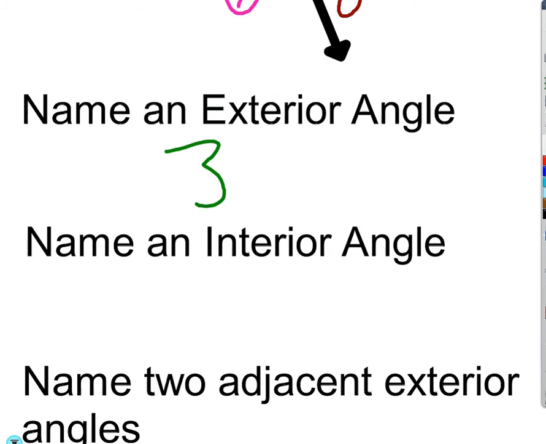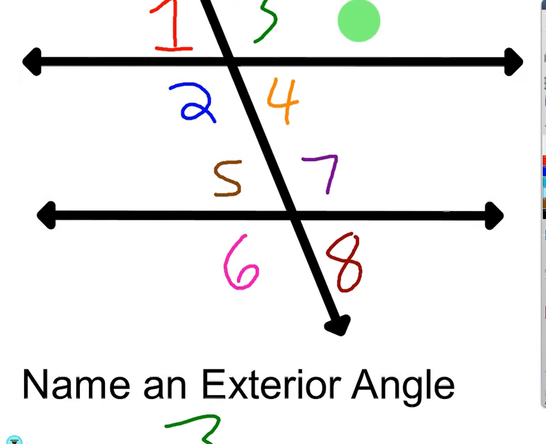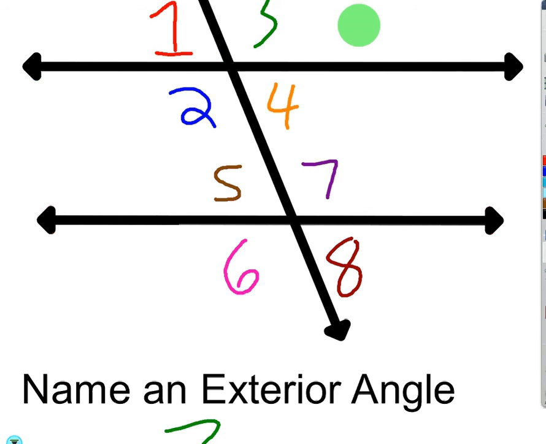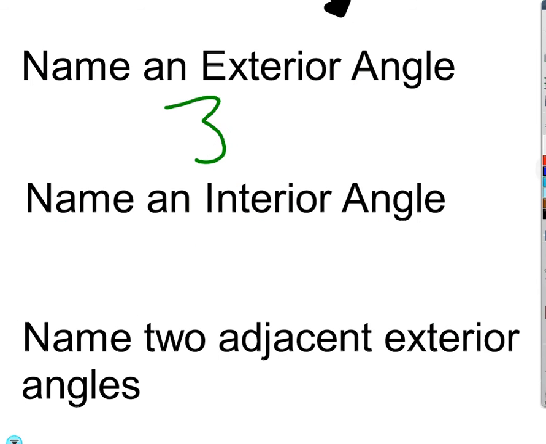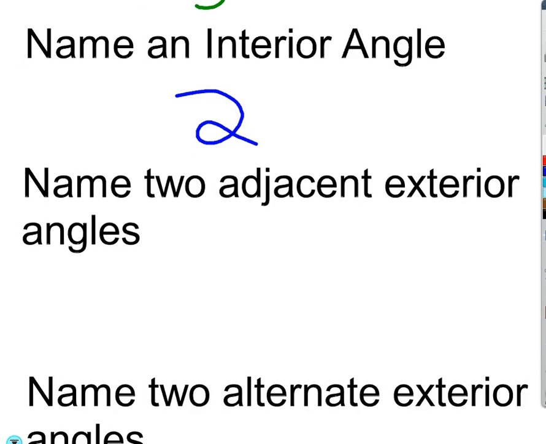Okay, how about an interior angle? So an angle on the inside. 4, 5, 7, and 2 are all on the inside of these two lines. That's correct. I'm just going to write 2 for simplicity's sake. Okay, and if you don't get this copy today, that's fine. I'll give you time tomorrow to get it done. I just want to finish this before the bell rings.